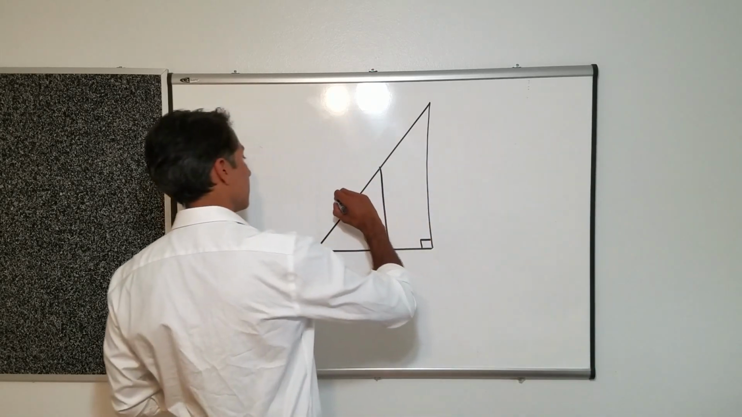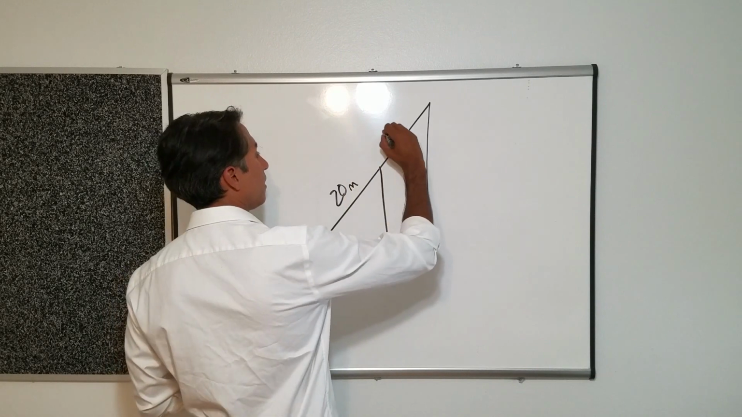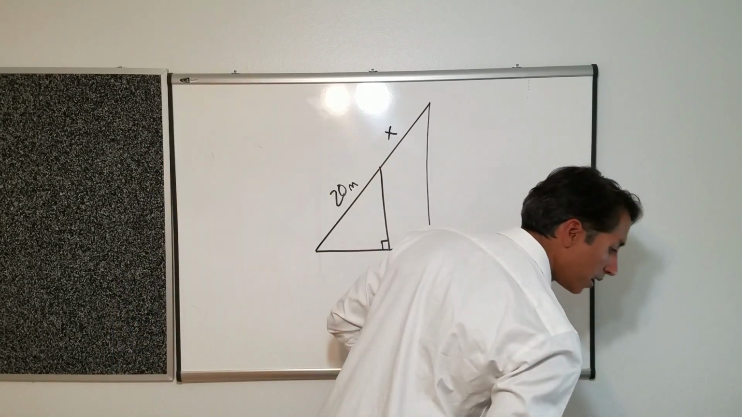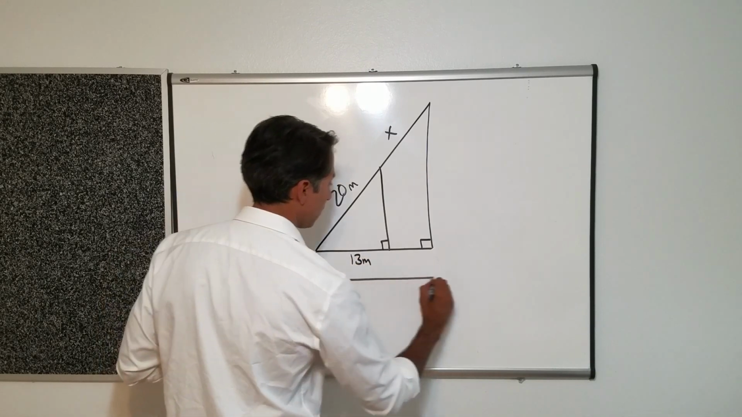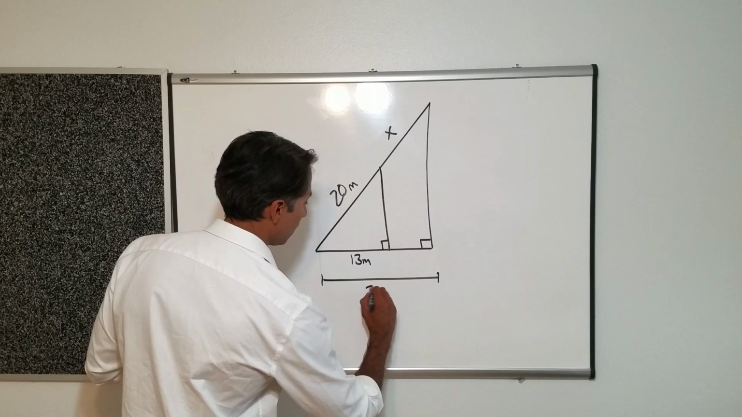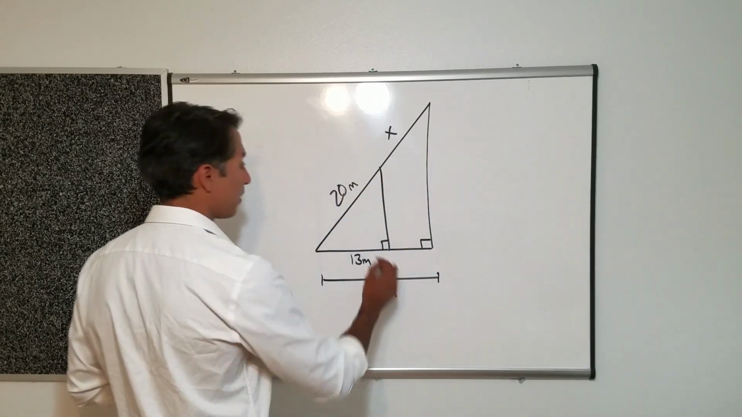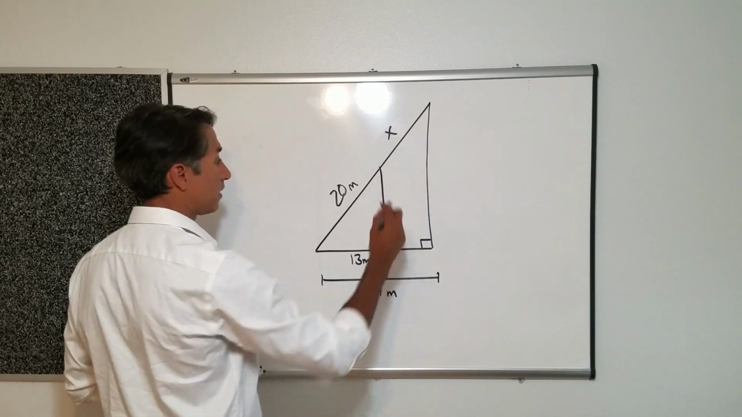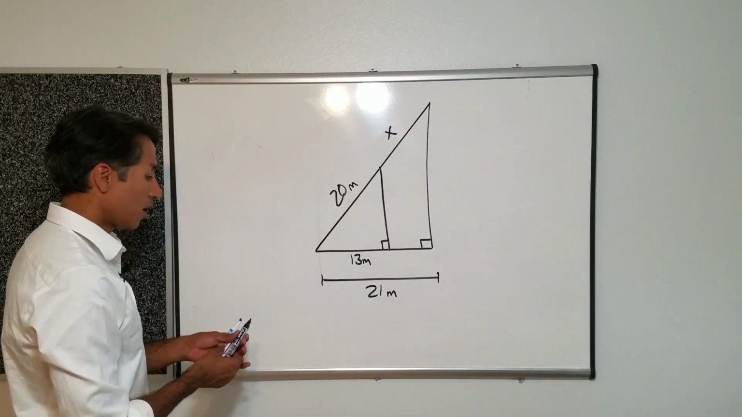I got this guy over here is 20 meters, we'll say. That length we don't know. This guy here is 13 meters. And then the whole length is 21 meters. Okay, I got my right triangles, and then they labeled it like A, B, C, D, and so on. Okay, I'm not gonna do that right now.